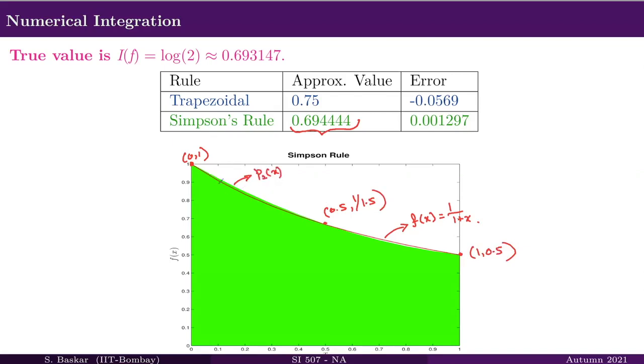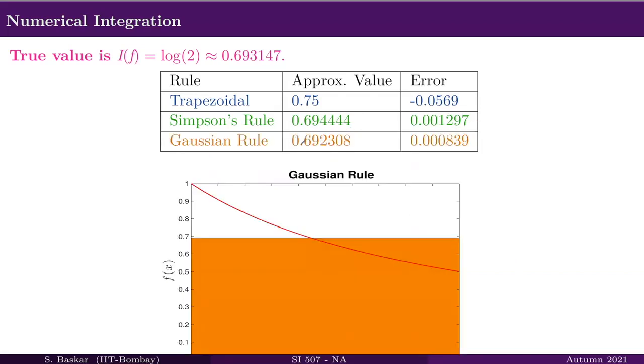Simpson's rule simply integrated this polynomial and gave us the value as the approximate value of the integral. Thereby, you can see that in this particular example, your error is greatly improved when we went for Simpson's rule. Finally, in the Gaussian rule with n equal to 1, what we obtained was 0.692308, and that is much better, in fact, than Simpson's rule.